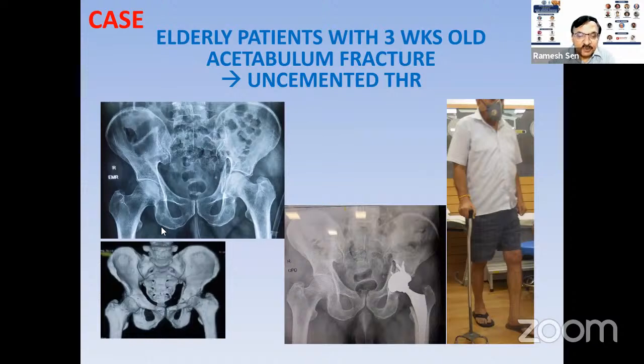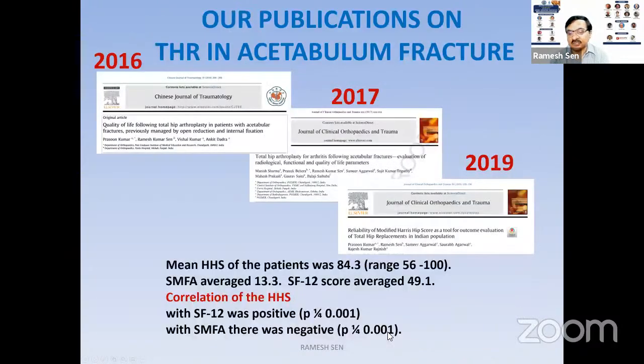Another case, you can see the same situation. He had about a 3-week-old injury. I gave him an option, and he said, no, I want a replacement right now. At that stage, I found that the inside was relatively sticky, so I put this implant, and subsequently the patient could be mobilized.